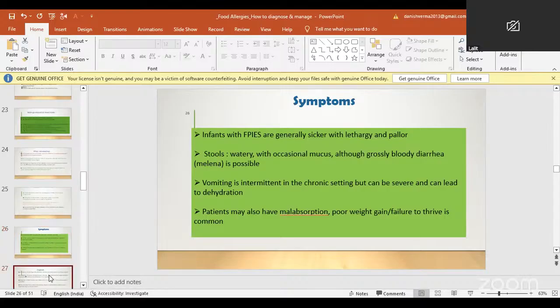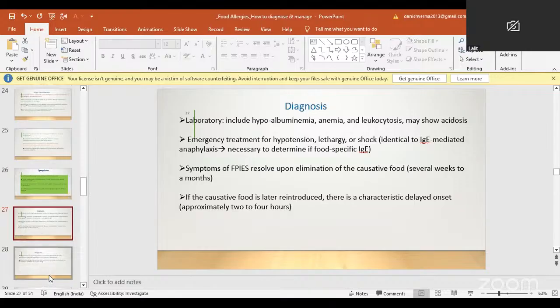So if you have introduced something in the form of solid and you come across a child who has started losing weight, think about FPIES. The diagnosis is simple. It can be a lab-based diagnosis where you see low albumin, anemia, and leukocytosis. They can sometimes present with hypotension, lethargy, and shock. So we have to do the needful.